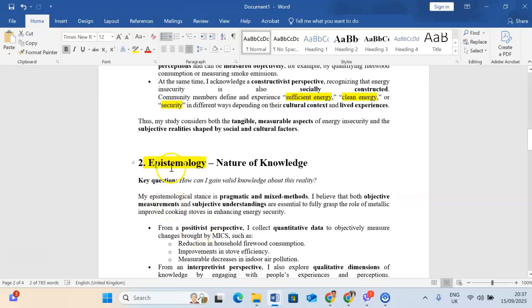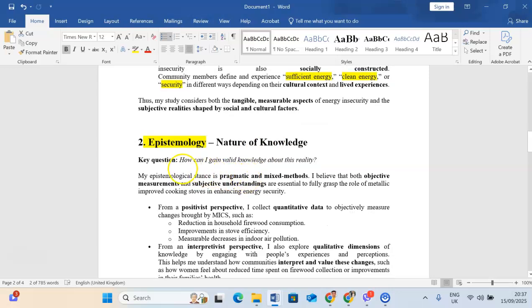Likewise, the second terminology is epistemology. And what is epistemology? It's a process. How do we know what we know? It's a nature of knowledge. So, key question that I ask myself: how can I gain valid knowledge about this reality?